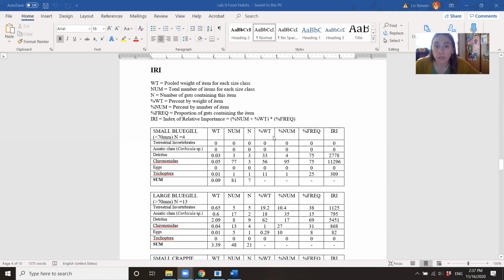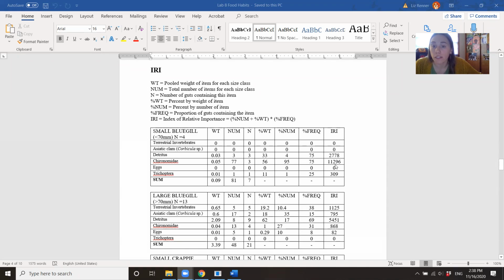So now that we've figured out how to calculate our percent weight, our percent number, and our percent frequency, we can use those 3 values to calculate our IRI. And so we're taking that percent num plus the percent weight, adding these 2 together and taking it times the frequency. And so 33 plus 4, do those values first, right? And then take that times 75 gives us 2,778.